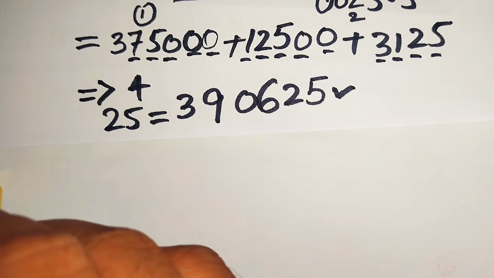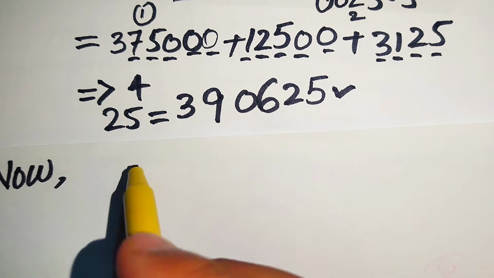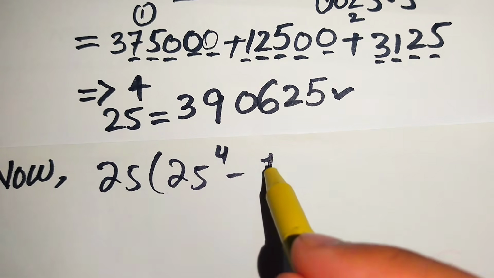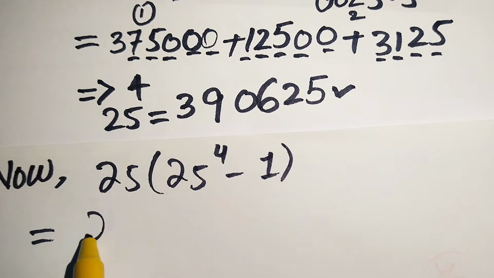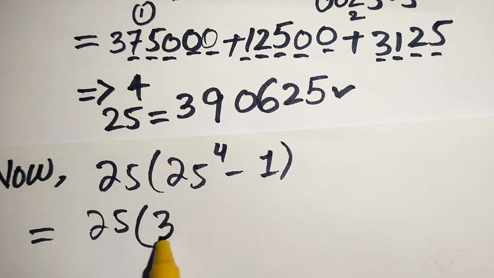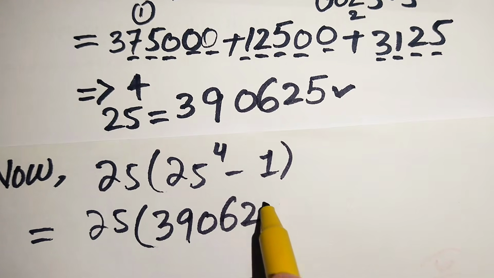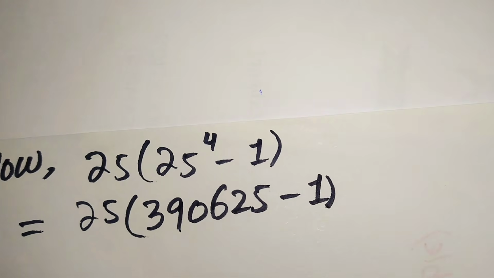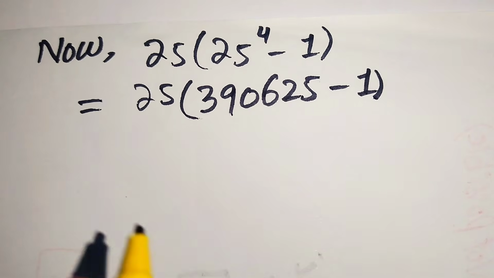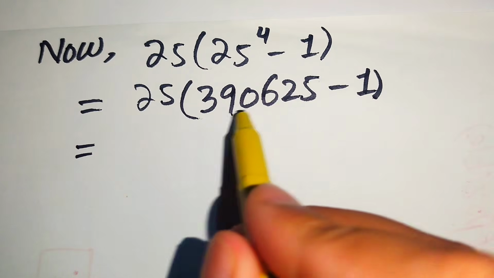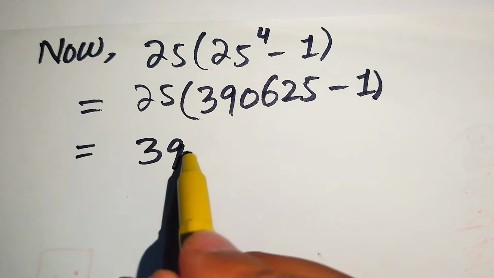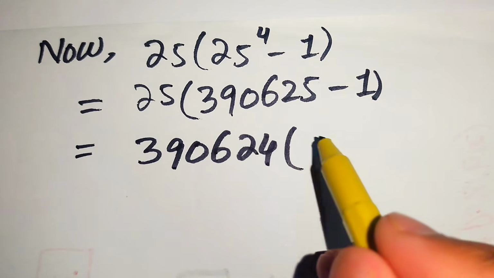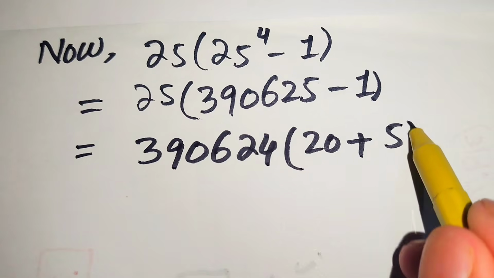And now in the next step we need to copy down the above expression, and we get 25 times 25 to the power of 4 minus 1. And here we replace the value of 25 to the power of 4, and it is 390,625 minus 1. And when we subtract these values we get 390,624, and we multiply this term with 25, and we write this 25 as 20 plus 5.